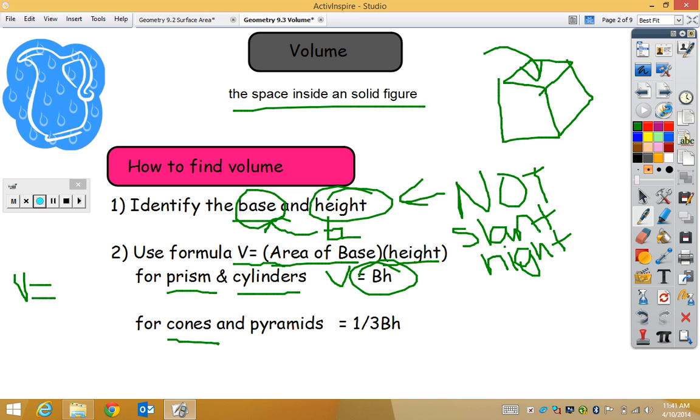Now when it's a cone or a pyramid, it is 1/3 the area of the base times the height. So the only difference between that one and this one is the 1/3. And then the sphere will have another one, and when we get to that slide, we will do that one.